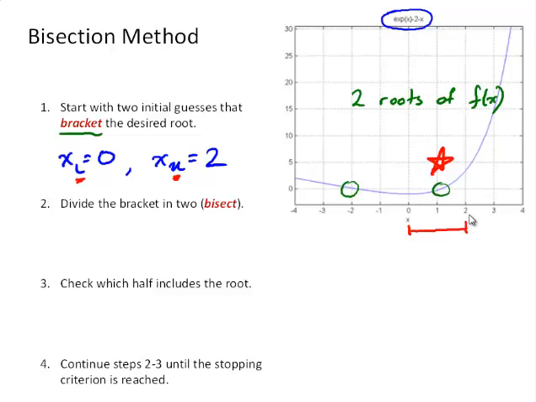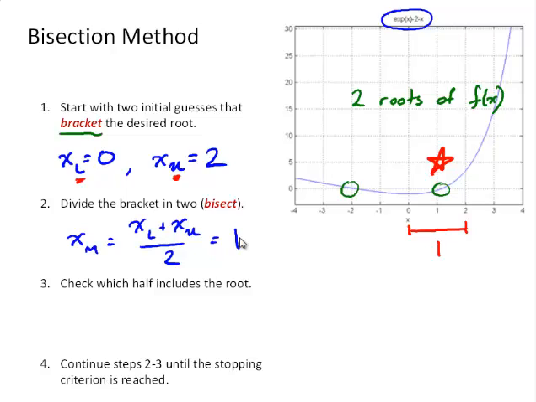And then what we're going to do is we will divide the bracket in 2. We could define some xm as xl plus xu over 2. In this case, that will be 1. And then what we want to know is, now we have two new brackets, one between xm and xl, and one between xm and xu. And we want to know which bracket includes the root.